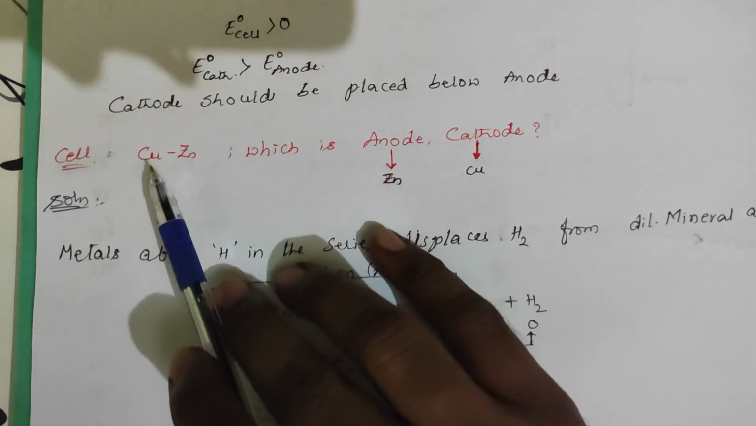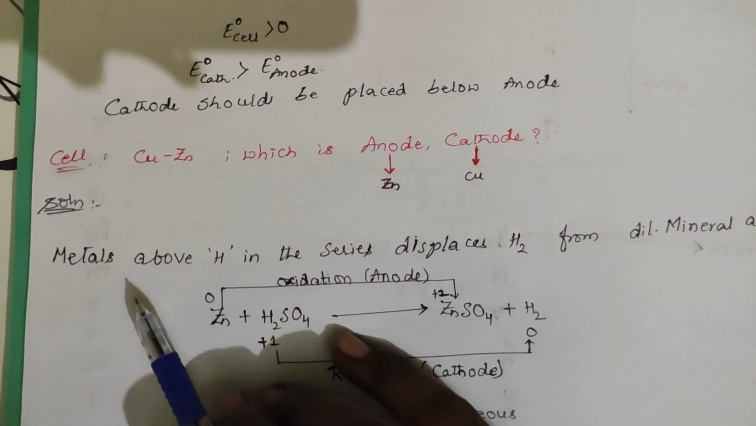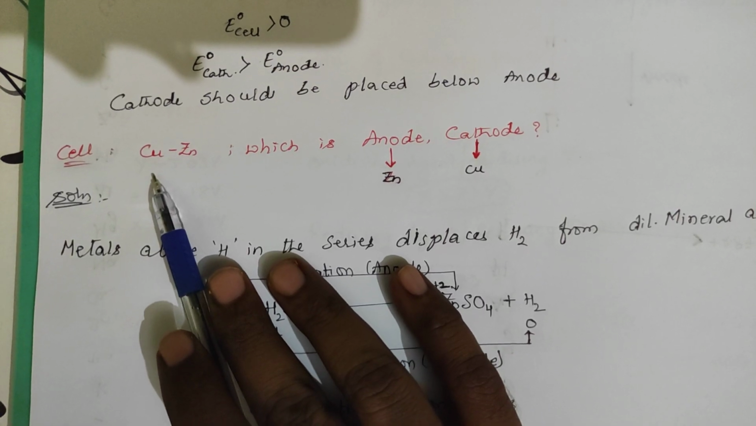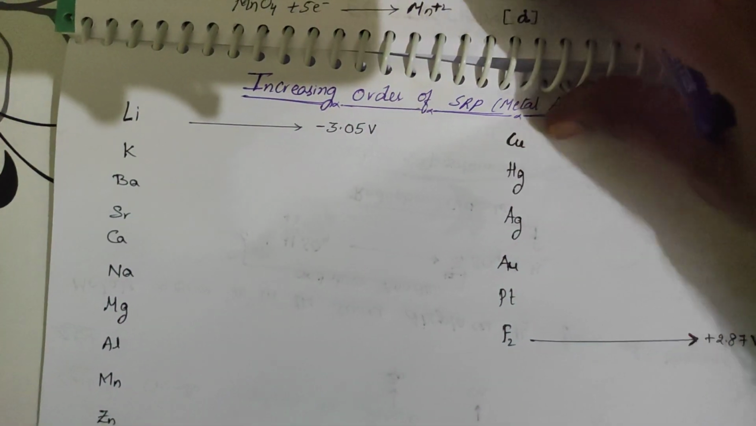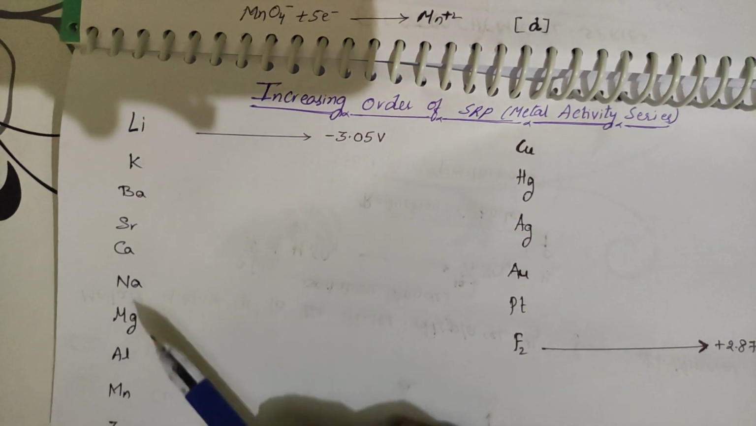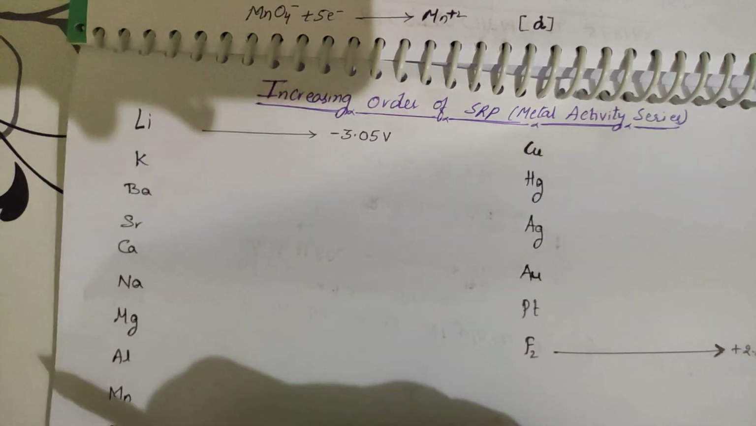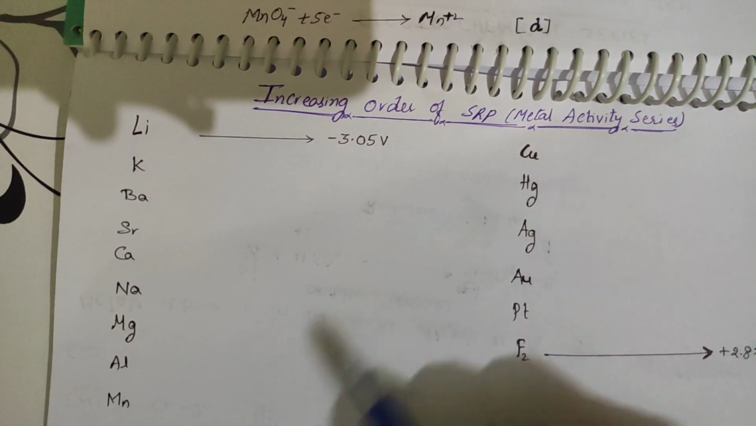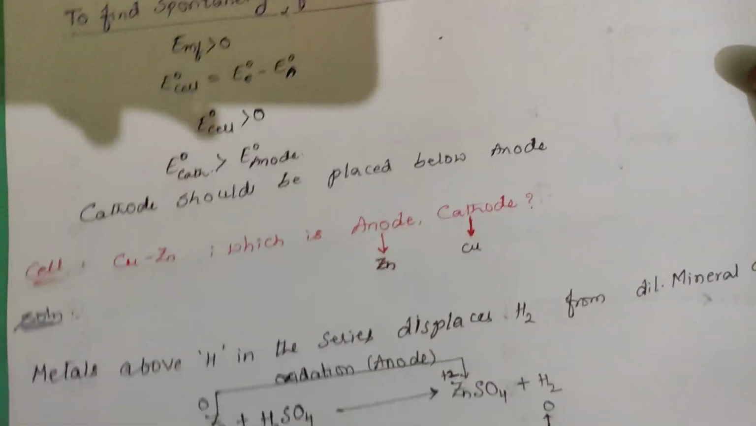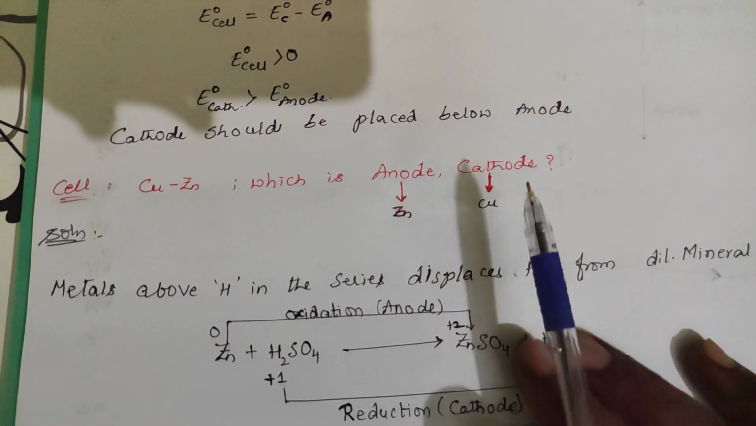So if I take copper and zinc, which acts as anode and which acts as cathode? You should go by remembering the electrochemical series. Where is zinc located? See, zinc and copper. Let me take zinc is here and copper is here. So copper should behave as cathode, zinc should behave as anode because it is above in the series. Zinc is anode and copper is cathode, right?